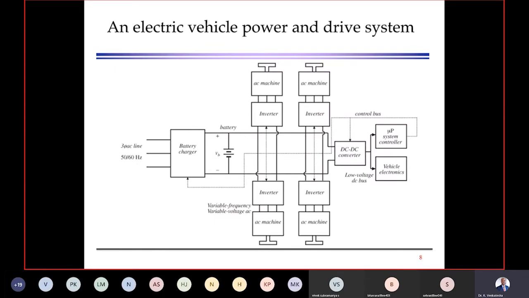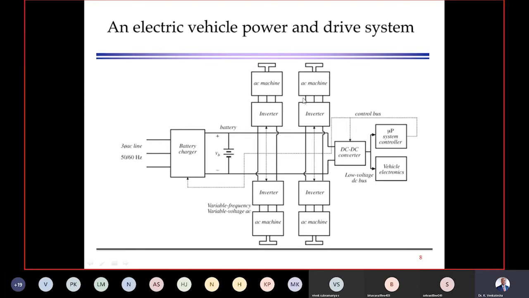And if you take electric vehicle power and drive systems, like the PMRCL compartment trains, they will have everything in two sets. One alternative connection will be there. And here, suppose you see a three-phase AC line, 50 hertz supply. We have a battery charger here, which is going to convert it to DC voltage, DC voltage to charge the battery.